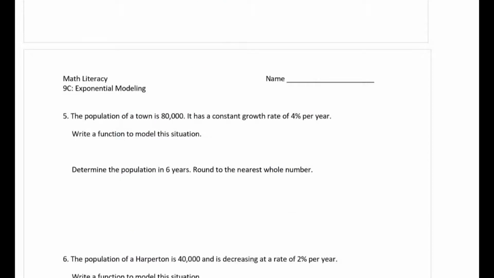Now, problem 5. The population of a town is 80,000 and it has a constant growth rate of 4% per year. Write a function to model this situation. Okay, so let me start off by writing down my general formula. Now, the population of a town is 80,000. That's the quantity that I start with. That's Q sub 0. It has a constant growth rate of 4%. So my r is positive, and 4% as a decimal would be 0.04.